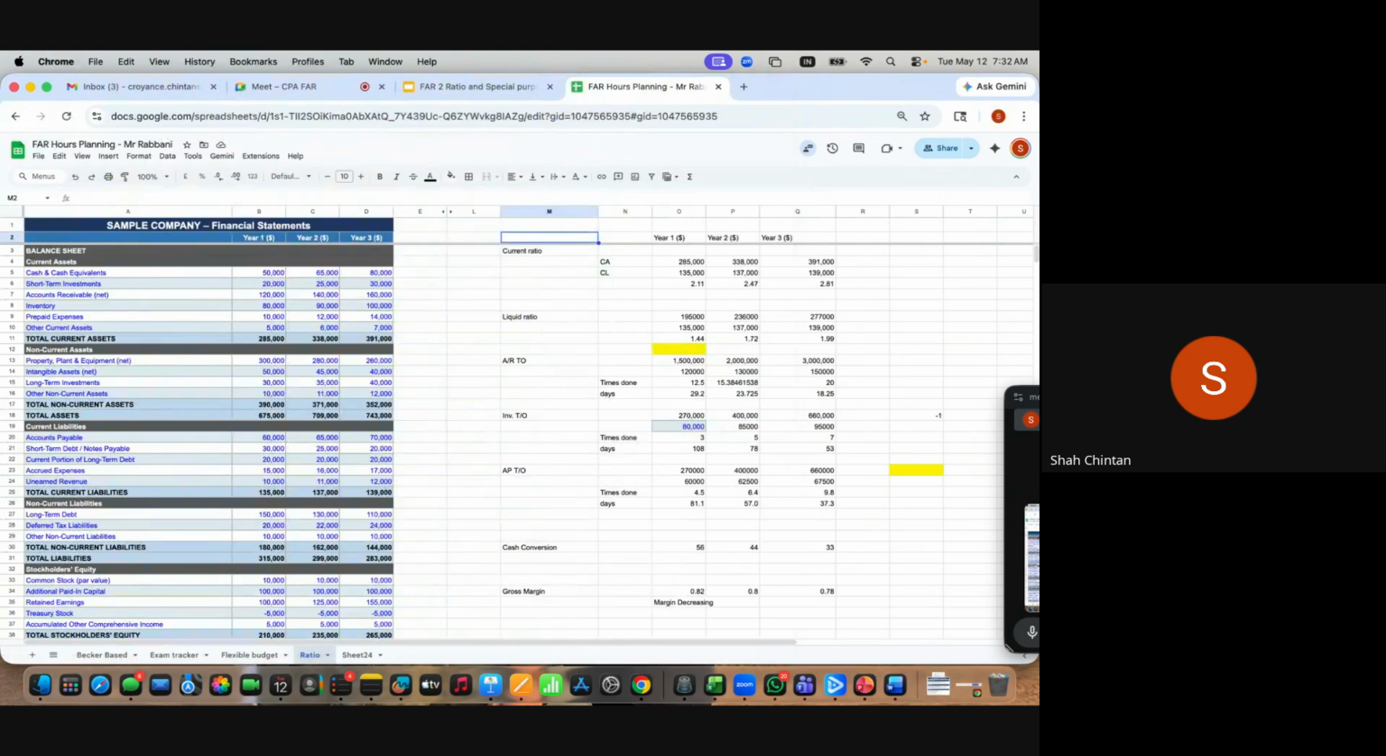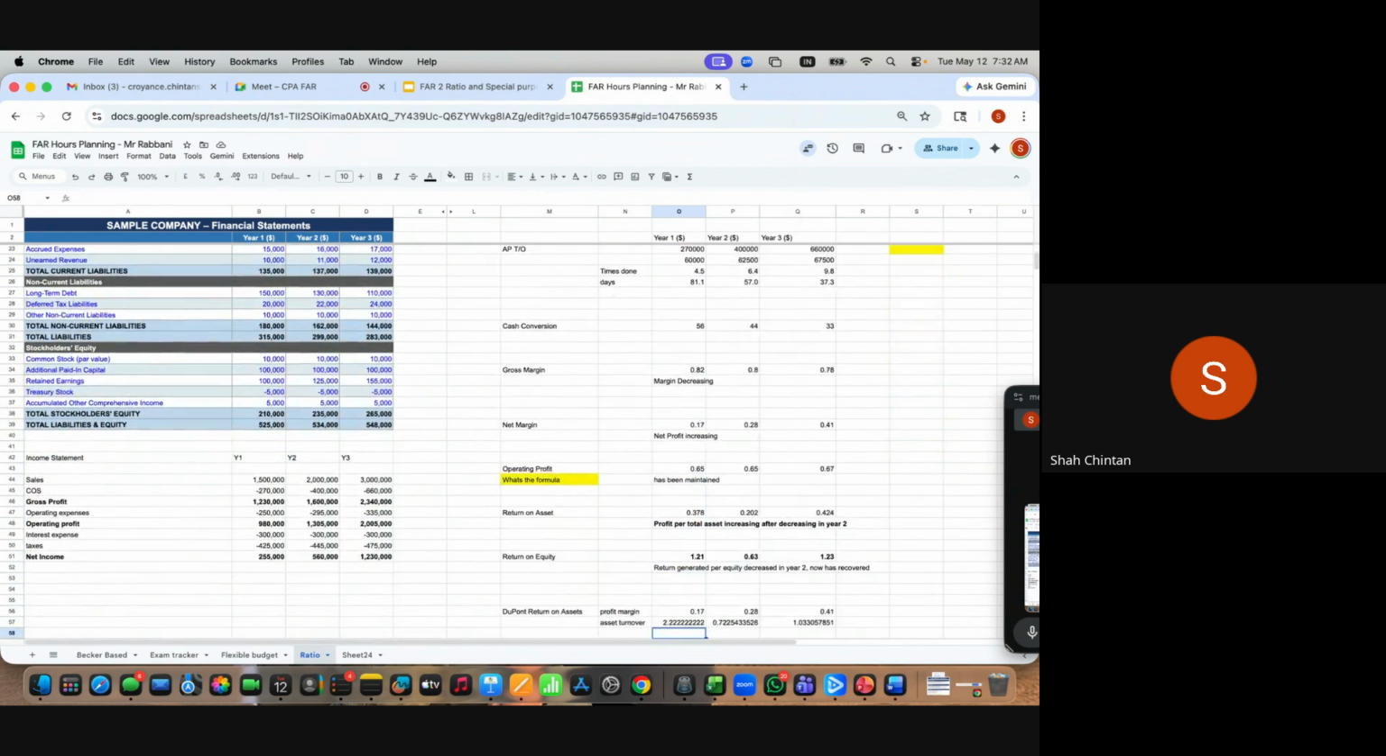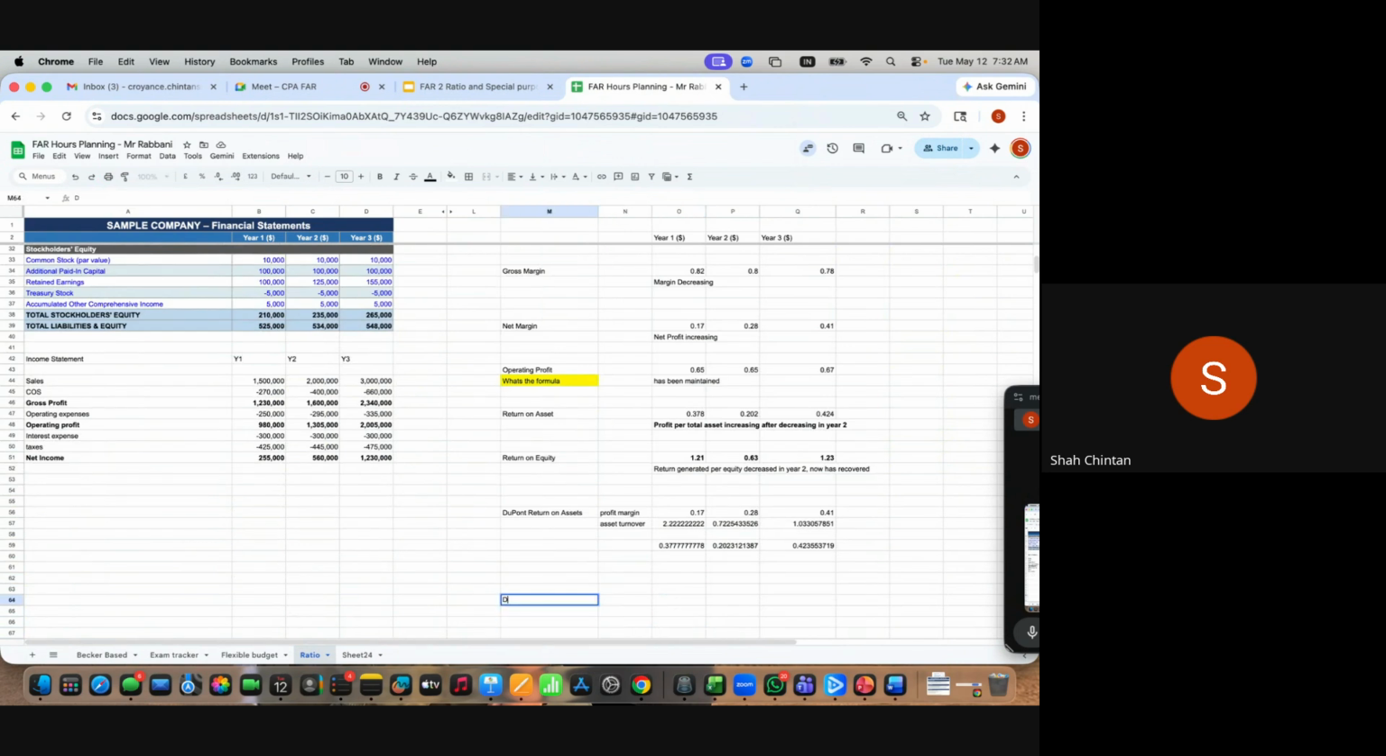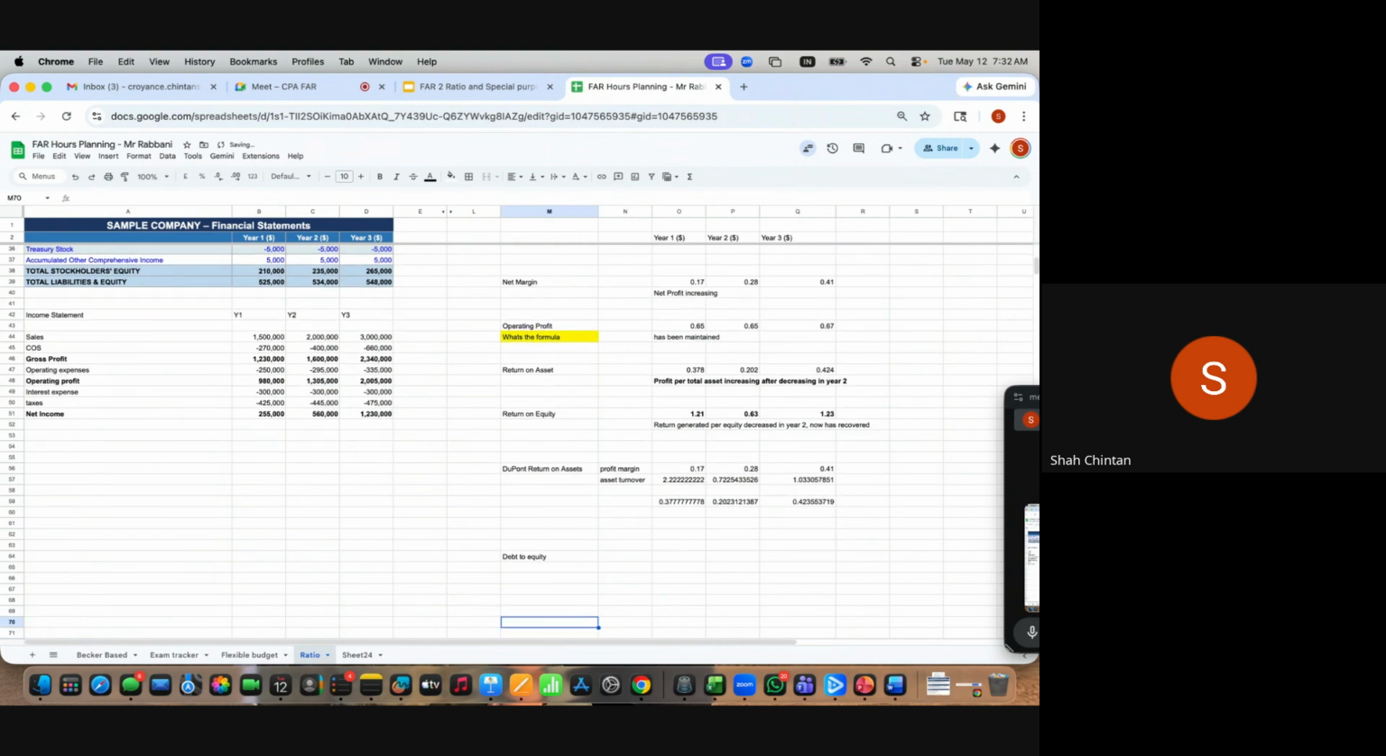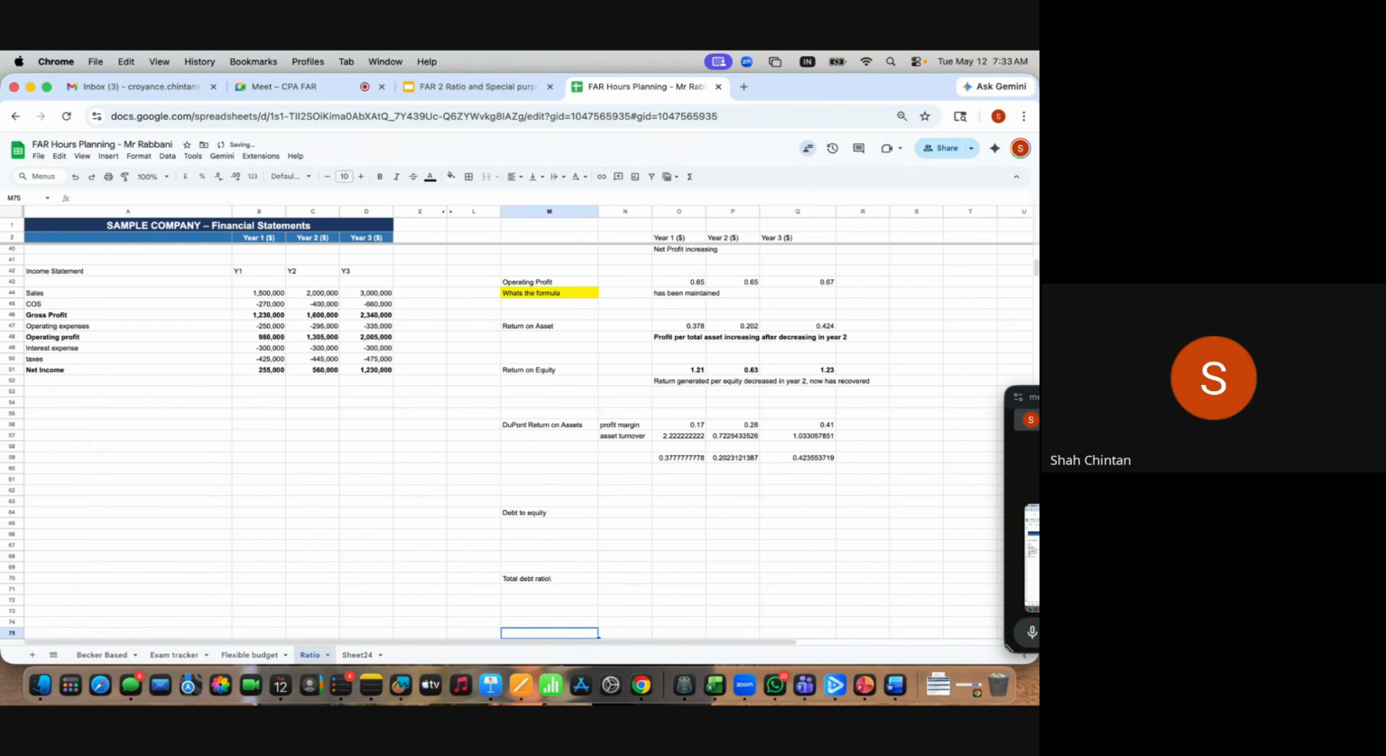So you have to calculate debt to equity ratio. So let me just put on the bottom of the slide. So let's have debt to equity. Let's calculate total debt ratio. Let us have equity multiplier.